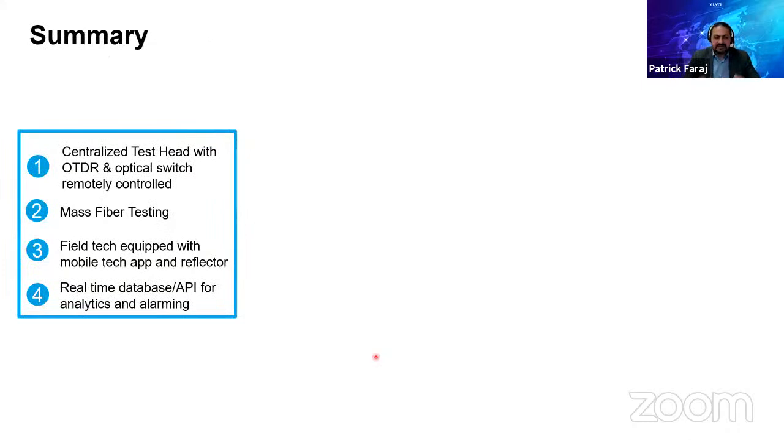As a summary, as I said, what you need is a centralized test head, so an OTDR, but in the central office, which controls the optical switches through a mobile app. What it enables you is mass fiber testing done by a field tech equipped with only a mobile app and a reflector. And then what it gives you is a real-time database that you can link to your network through different APIs. And it helps you to manage all the job management, analytics, alarming, everything around your network can be linked to what you do on the testing and qualification phase of your network and linked with your inventory, with your systems, with your processes.